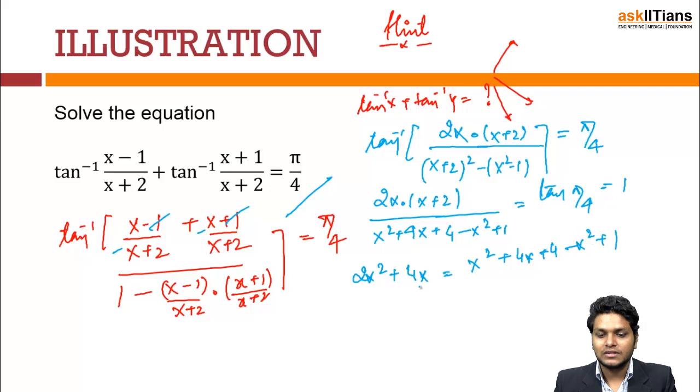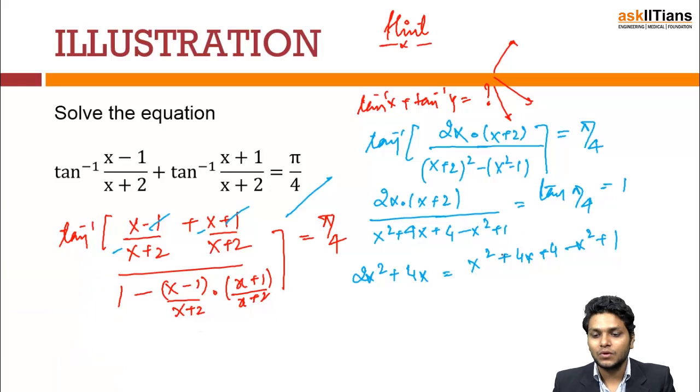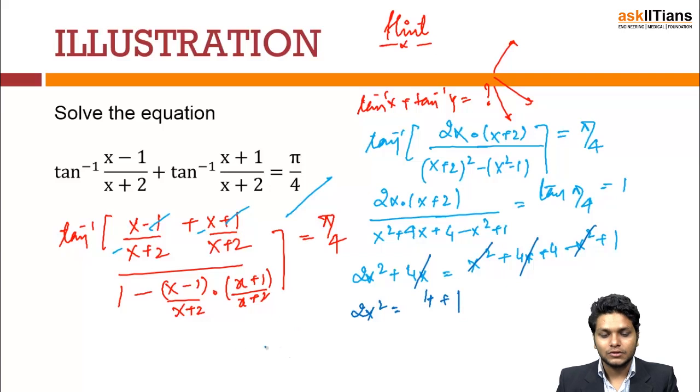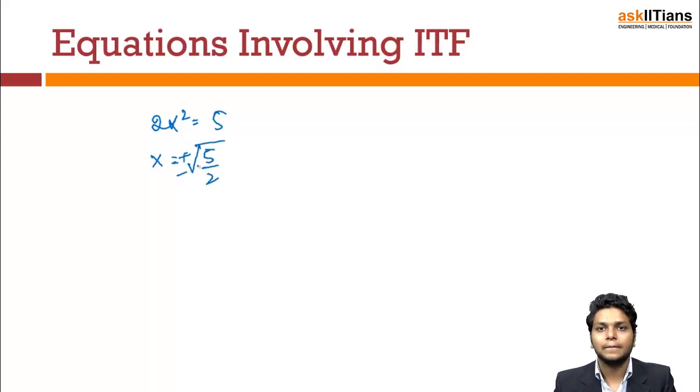I have 2x² + 4x equals x² + 4x + 4 − x² + 1. If I see properly, there are some things which will get absolutely cancelled, and I'll have something which is very good for me. So this goes off with this, 4x goes off with this, so I have 2x² = 4 + 1. So I am left with 2x² = 5. So x = ±√(5/2).